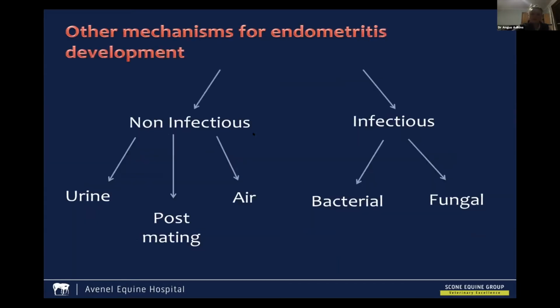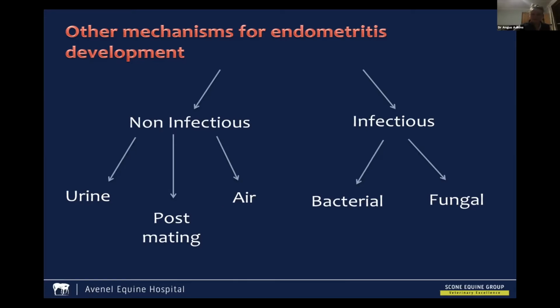So other mechanisms, and really we're talking about non-infectious endometritis, which means not caused by either bacteria or fungi or yeast, and infectious endometritis, whereby we have a pre-existing infection, usually with bacteria in probably 60% of cases, and less commonly fungal in maybe 1 to 2% of barren mares. With regards to the non-infectious, we've got urine, post-mating inflammation, as we've already discussed, and air. The presence of anything in the uterus really can stimulate inflammation.